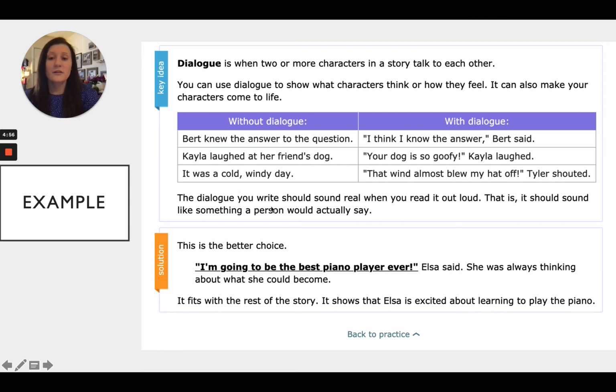The dialogue you write should sound real when you read it out loud. So that is, it should sound like something a person would actually say. So again, then it shows us the solution to the sentence that we just looked at. So we know that, I'm going to be the best piano player ever, Elsa said. She was always thinking about what she could become. So it fits with the rest of the story, and it shows that Elsa is excited about learning to play the piano.